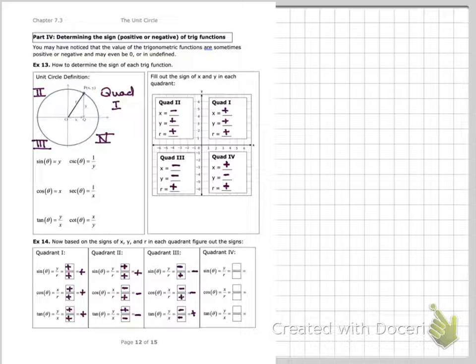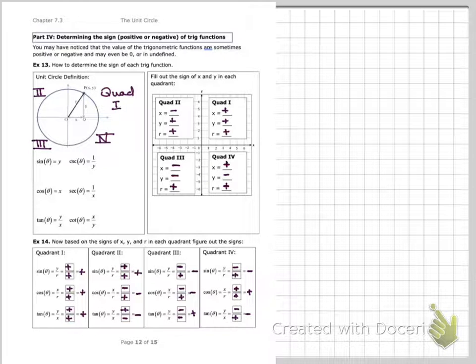Quadrant 4, Y is negative, R is positive, the sine is negative. For cosine, our X is positive, our R is positive, so our cosine is positive. And for tangent, we've got that negative Y, positive X, so our tangent's going to be negative.